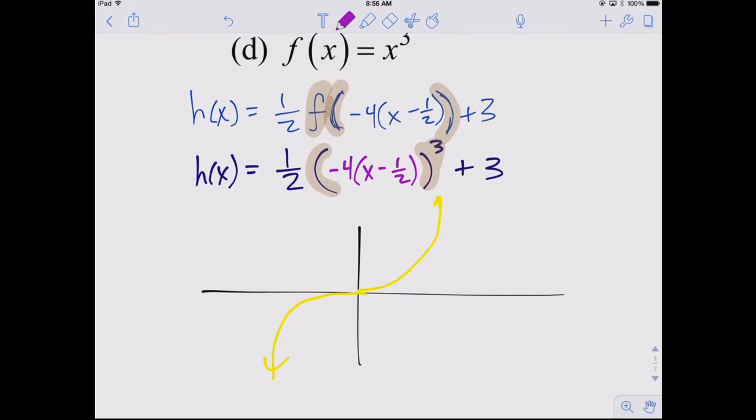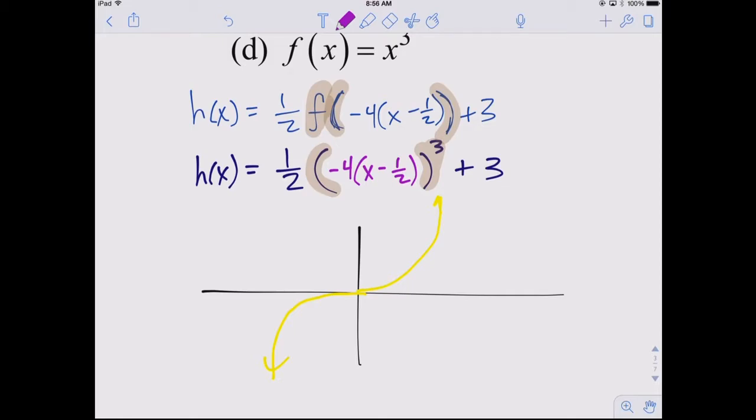The 4 in front of the x does what? Horizontal or vertical? Horizontal, stretch or compress? Compress by a factor of 4. So that's going to take that graph and compress it towards the x-axis. That's going to have the effect of making it steeper, right? When you compress it horizontally, it makes it steeper. Again, we're not going to really show that. So my final shape is just something that looks similar to this, maybe a little steeper, that is decreasing now from quadrant 2 into quadrant 4.